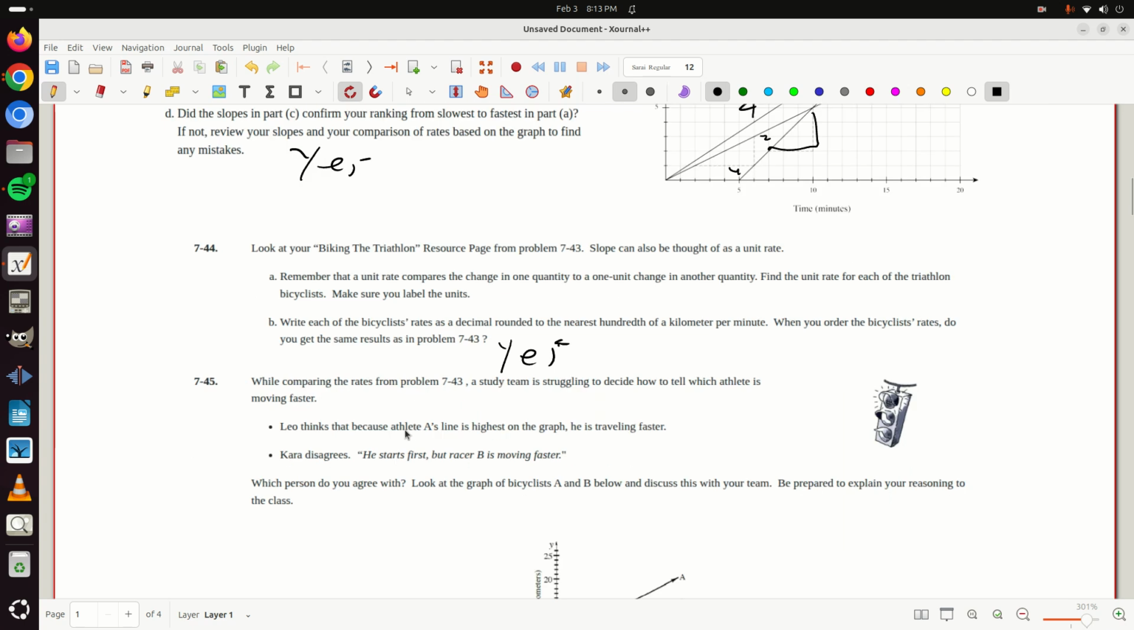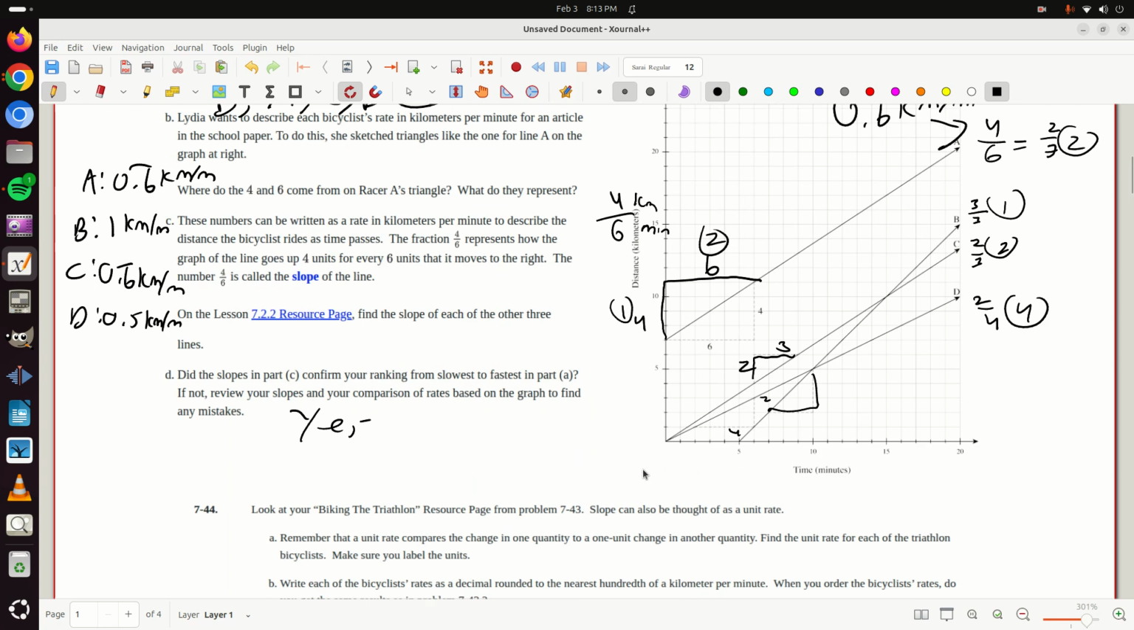So when comparing the rates from problem 743, a study team is struggling to decide how to tell which athlete is moving faster. Leo thinks because athlete A's line is highest on the graph, he's traveling faster. Kara disagrees. He starts first, but racer B is moving faster. Which person do you agree with?